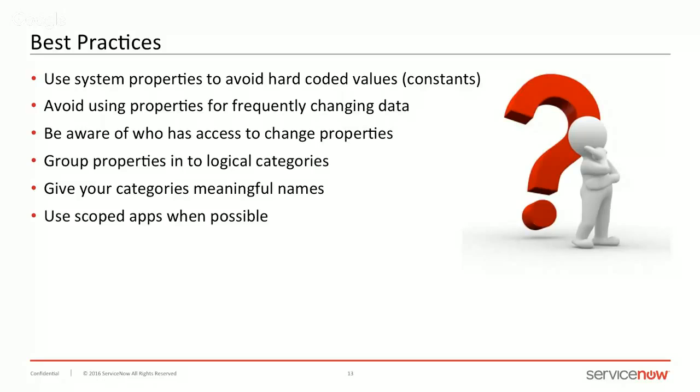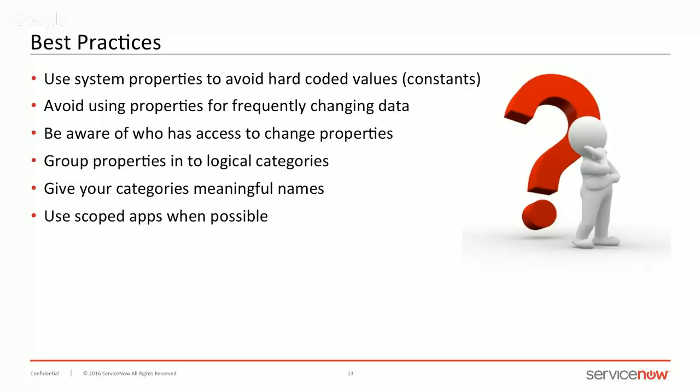Use scoped apps when possible. Why would I want to do this, Craig, when it comes to properties? To kind of segment it from all the other system properties. Yes, the scope becomes part of the property name. So if I create a property called debug on my x_loaner app, and Craig creates a property called debug on his orchestration activity app, we're not going to stomp on each other.